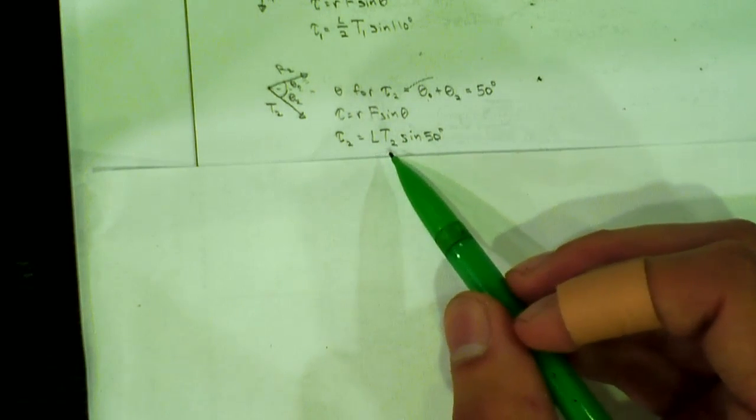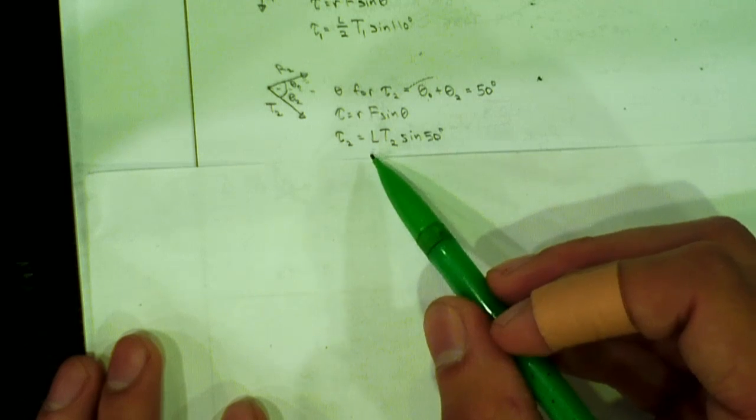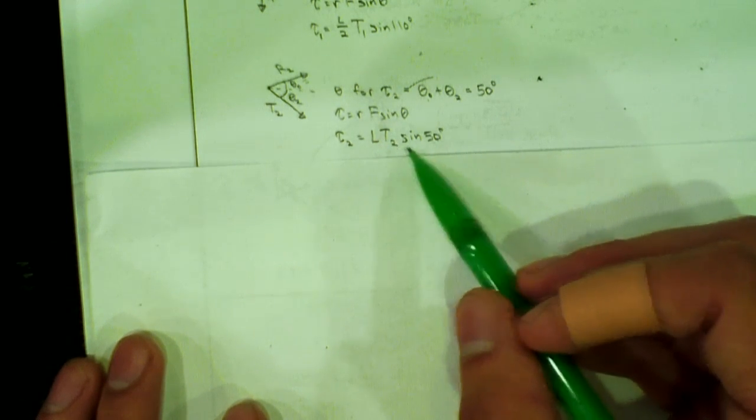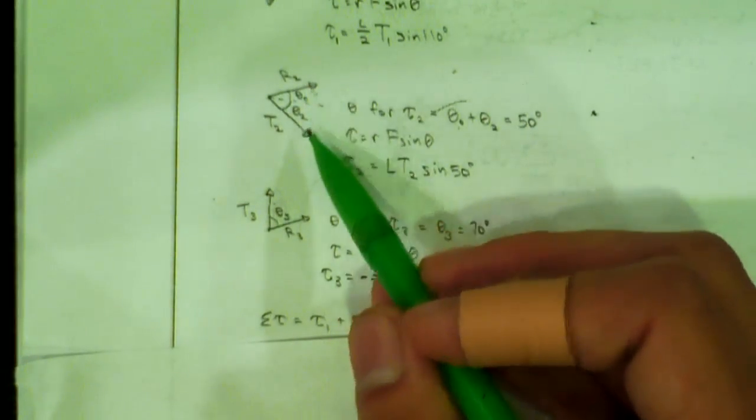Then you do the same equation, torque equals R F sine theta, and we plug in our values. This one is being exerted all the way at the end of the rod, so it's going to be the whole L, times the magnitude of T2, times the sine of the angle between. So yeah, this one's theta 0, and this one's theta 2.